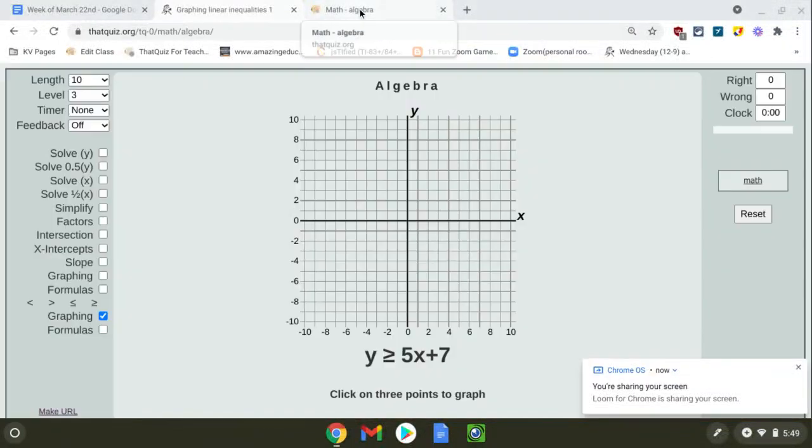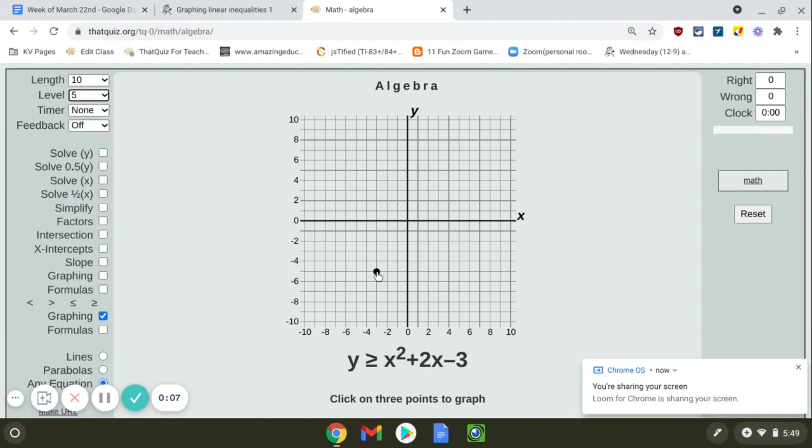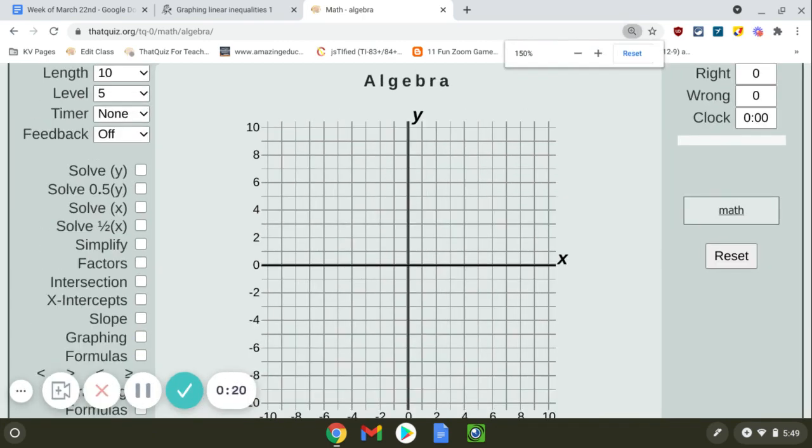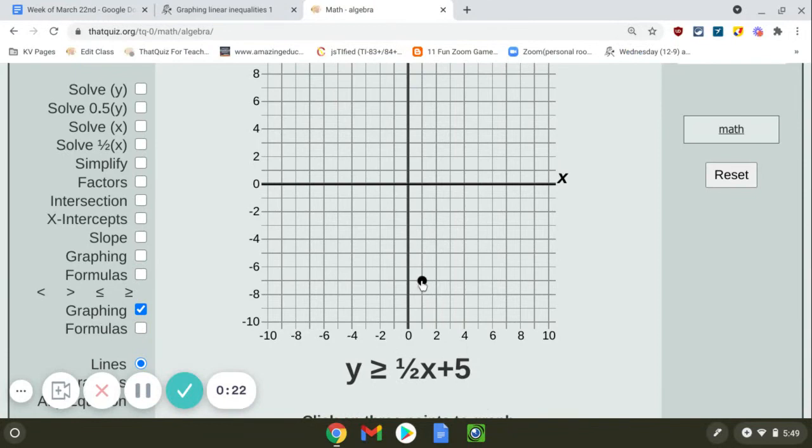All right, so I'm going to show you on thatquiz.org how they want you to graph these linear inequalities. All right, so this first one, we've got y is greater than or equal to 1/2 x plus 5. So I'm going to start off at positive 5 on the y-axis.